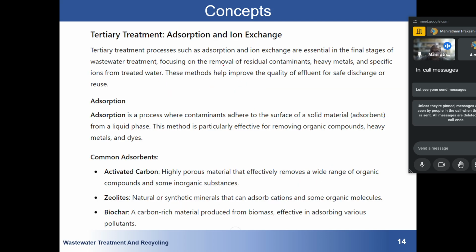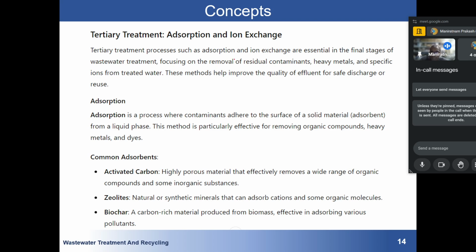Coming to adsorption and ion exchange, suppose we have some heavy metals like arsenic in your wastewater, or maybe chromium or fluoride, anything can be there. If you want to remove that heavy metal, different processes are there, including the use of chemicals, which I will also discuss. But first here we discuss what adsorption and ion exchange are.